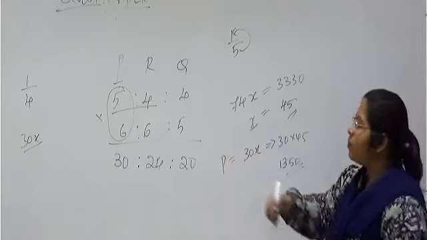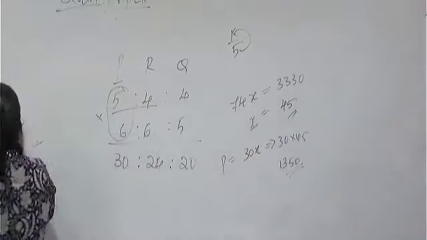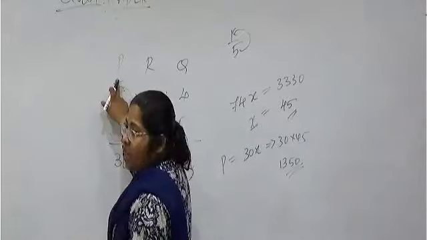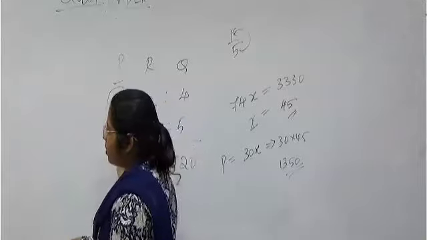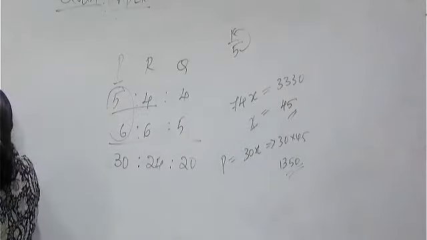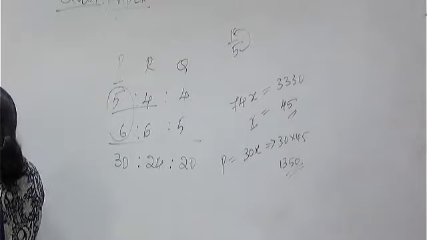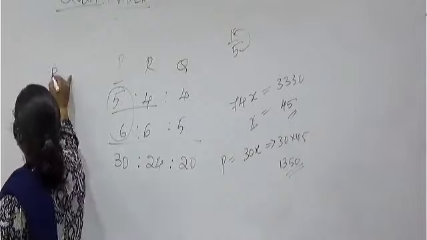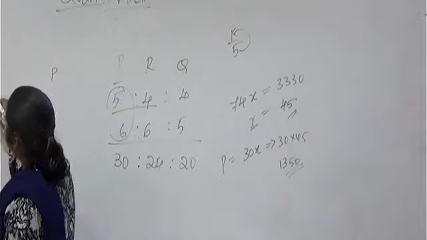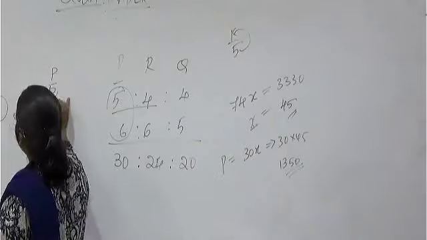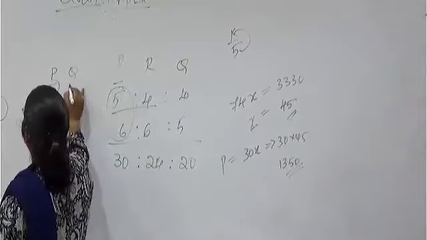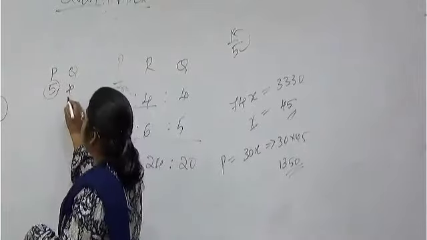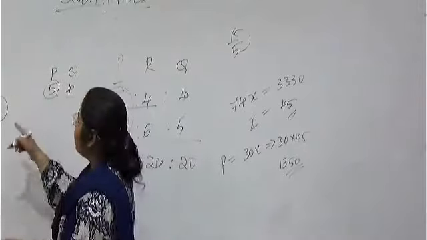We know the ratio. P is how much percentage more than R? What is the percentage given over there? 25. 25 can I get as 1 by 4? And who is more? P is more. 25% more. That means add this 4 to 1. So P's value is 5 and Q's value is 4. This is 100% and this is 25% more.